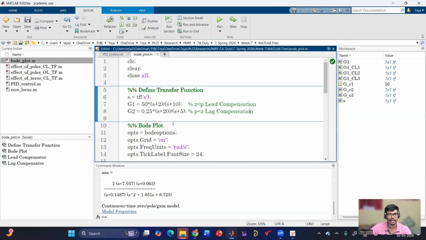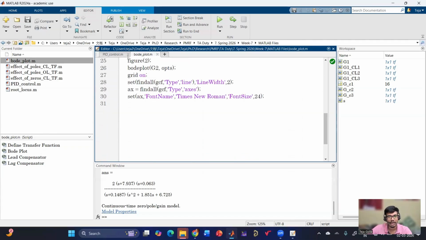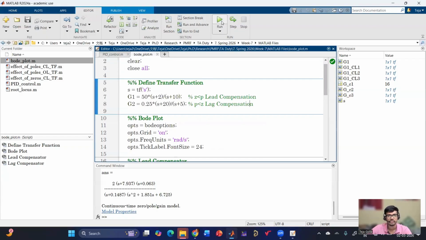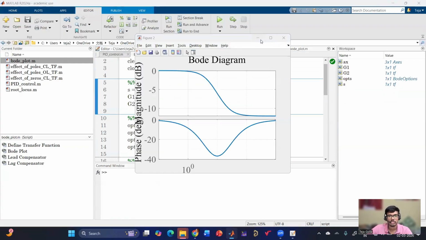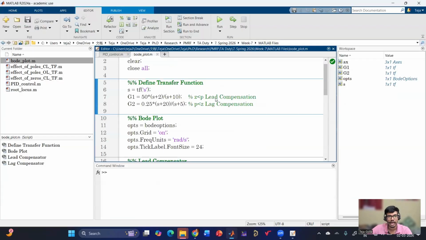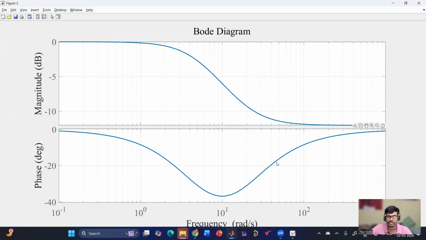So I have two transfer functions. One is lead, one is lag, and then I'm plotting. So this is the Bode plot options, and first I'm plotting the lead compensator in figure one. Then I'm plotting the lag compensator in figure two. Yeah. So let us run. It is running. Okay. So first I'm considering figure one. So if you see in figure one, it is having lead. So my first transfer function is lead. And then figure 2, phase is below 0. So that's why it is having phase lag. So that's why it is lag compensation.